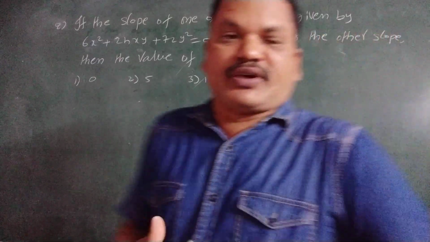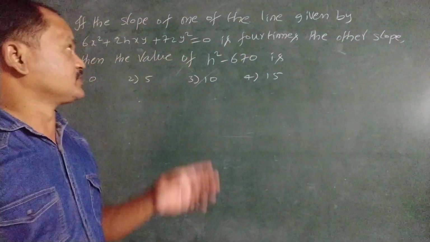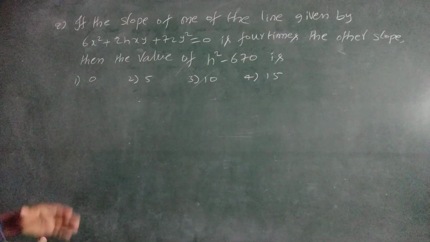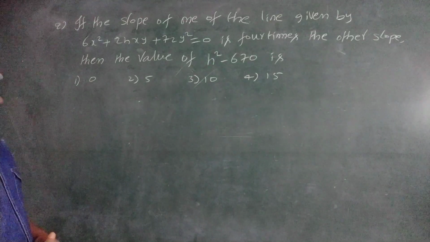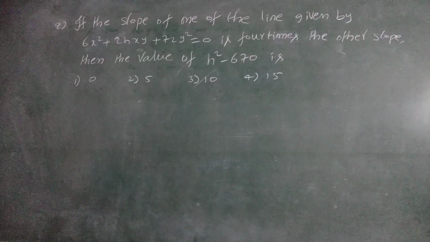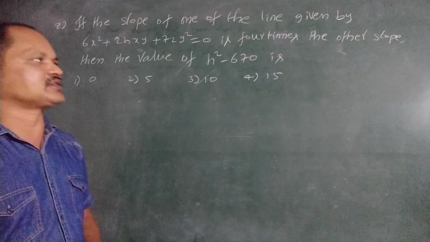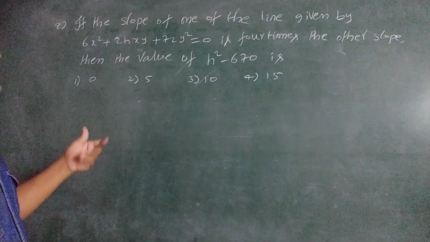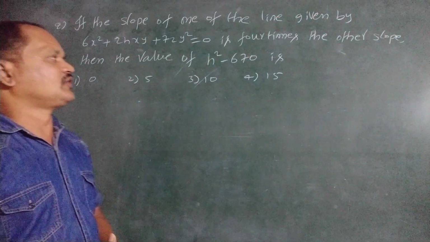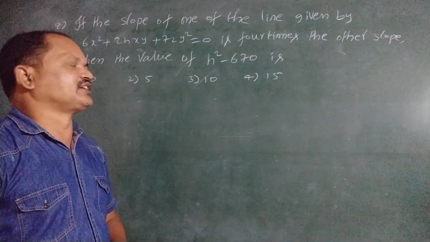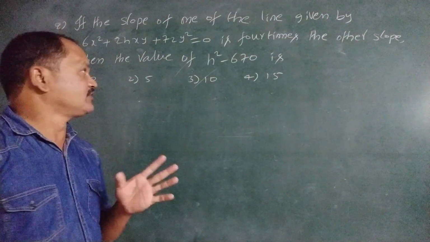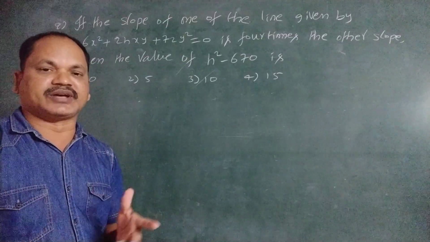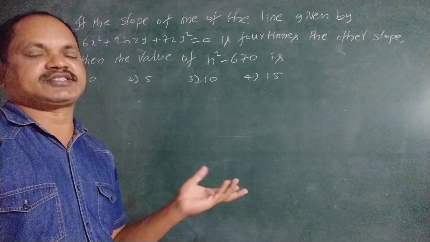Now we are going to the next question, which depends upon a similar concept. If the slope of one of the lines given by 6x² + 2hxy + 72y² = 0 is 4 times the other line's slope, then the value of h² − 670 is: first option 0, second option 5, third option 10, and fourth option 15. That's all. This is also the same concept.